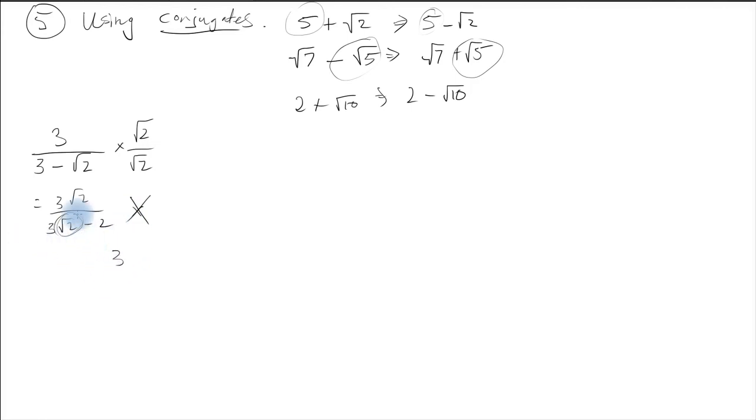So let's just write it again. We're trying something different for that example, 3 on 3 minus root 2. What we're going to do is multiply by the conjugate on the conjugate. So the conjugate is 3 plus root 2, and we need to multiply by 1, so we need to multiply by 3 plus root 2 on 3 plus root 2. Now take a look at what happens.